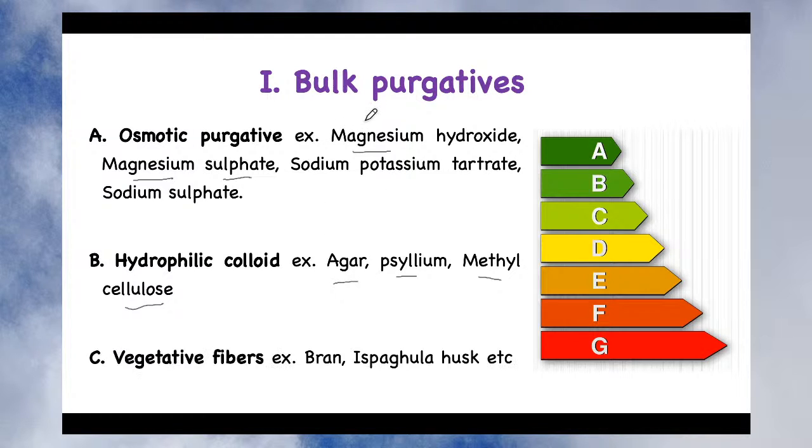The third category is vegetative fiber, like bran and isabgula husk. These purgatives have the ability to form a mucilaginous mass when they come in contact with water, and since they form a gel or mucilage, it increases the bulk of the intestine and may lead to the purgative action. So this is the first category, the bulk purgative, which is subclassified as osmotic purgatives, hydrophilic colloids and vegetative fibers.